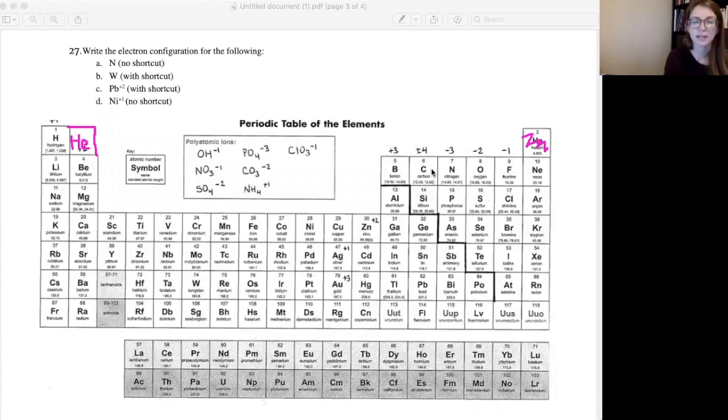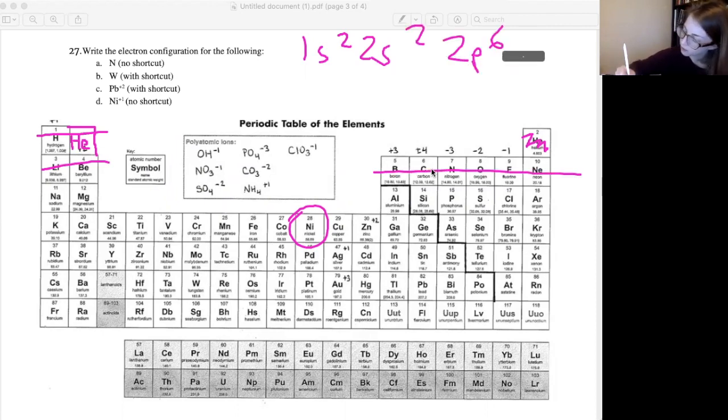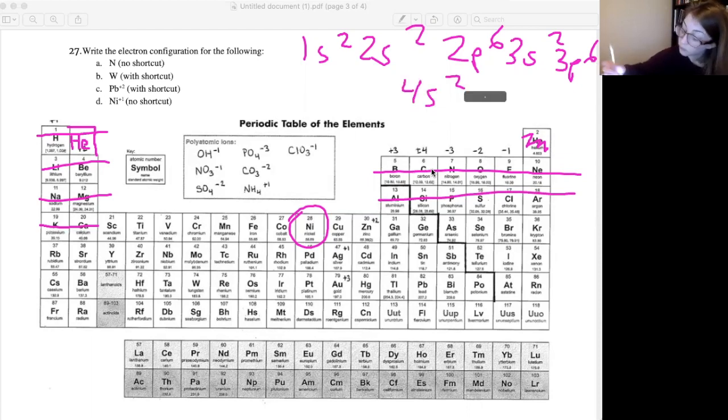And for the last one, nickel +1, no shortcut. So finding nickel first, right there. No shortcuts, we're starting at the very beginning. 1s2, 2s2, 2p6, 3s2, 3p6, 4s2, 3d1, 2, 3, 4, 5, 6, 7, 8, 3d8.